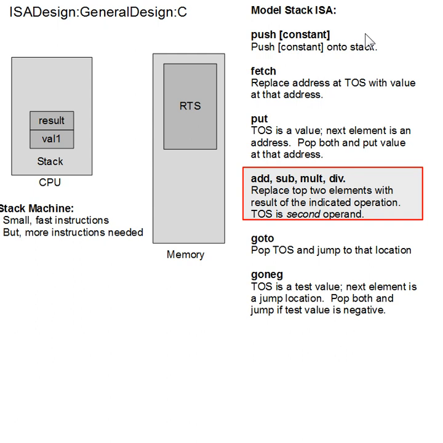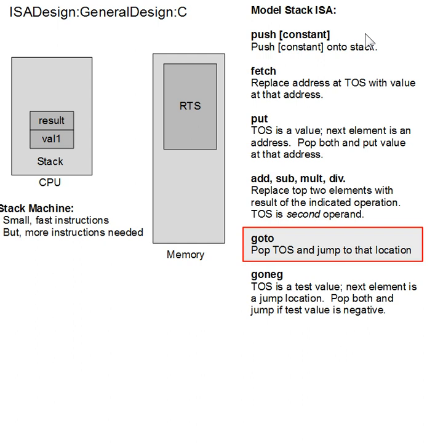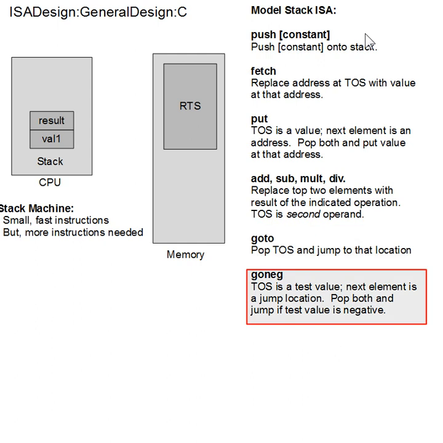Add, sub, mult, div. These all take the top 2 elements off of the stack and perform the indicated operation on them, pushing the result back onto the top of the stack. The top of the stack is the second operand, and the element below that is treated as the first operand. Go to. Pop the top element off the stack and then just jump to the indicated location. GoNeg is a little more complicated. It assumes the top of stack is a test value and the element below that is the jump location. It pops them both and it jumps if the test value is negative.